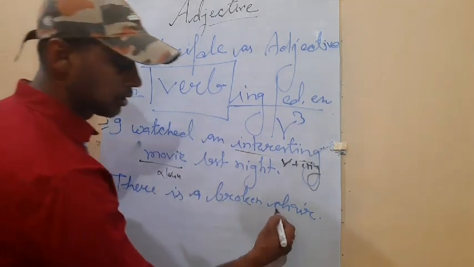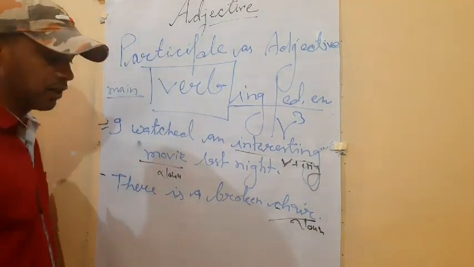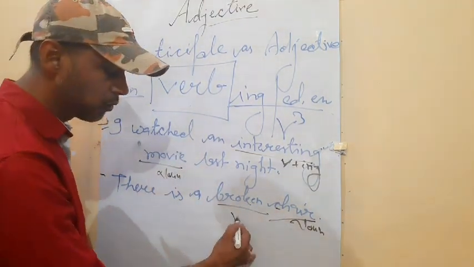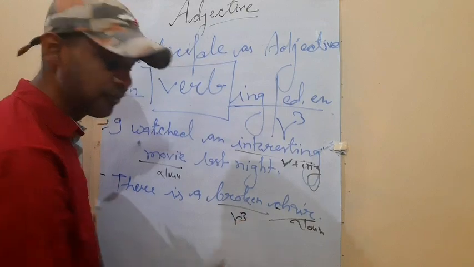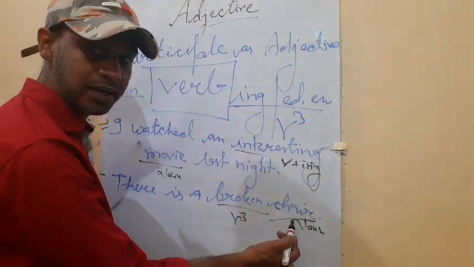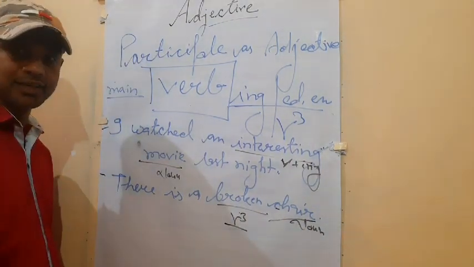See, there is a broken chair. Chair is a noun. Broken, broken. So broken is what? Verb. This verb is third form, and this verb tells the quality of this noun, chair. So this will be known as a participle.